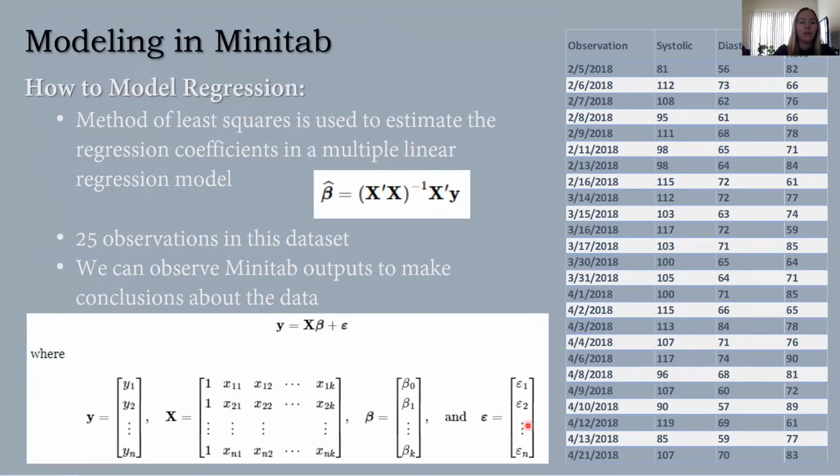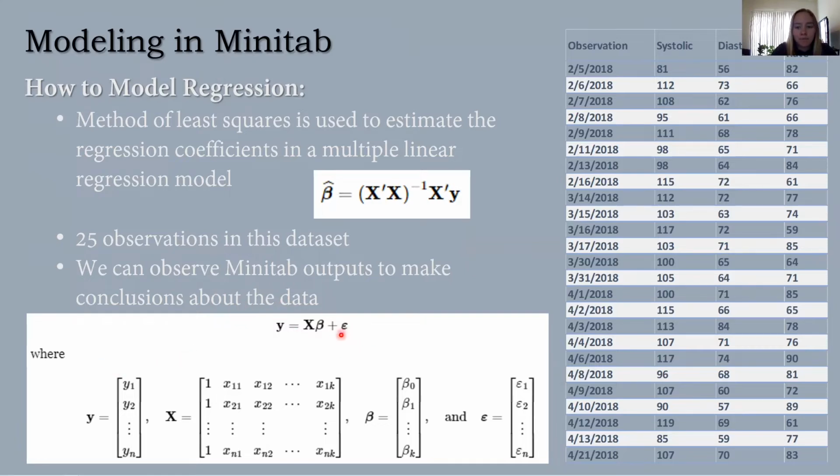All right, so let's look at how Minitab models this regression. The method of least squares is used to estimate regression coefficients in multiple linear regression models. As I said before, we have 25 observations in this data set, which is enough to see some sort of relationship when we model the regression. So once we observe Minitab outputs, we can come to conclusions about this data.